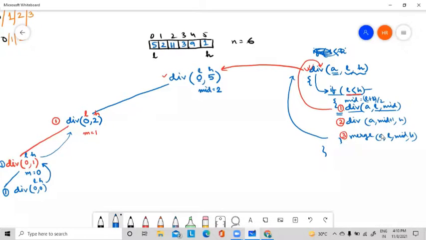Now it will call the second div function. What is in the second div function? It is mid plus 1 to H. Mid is 1, so mid plus 1 means 2 to H. Correct? Now for this div function, this is L.